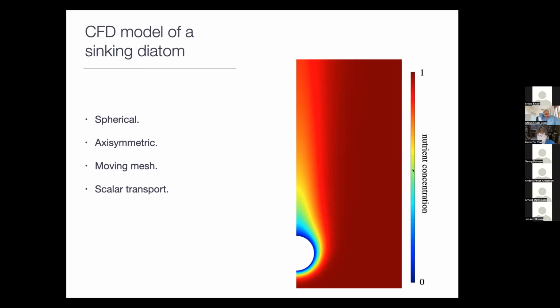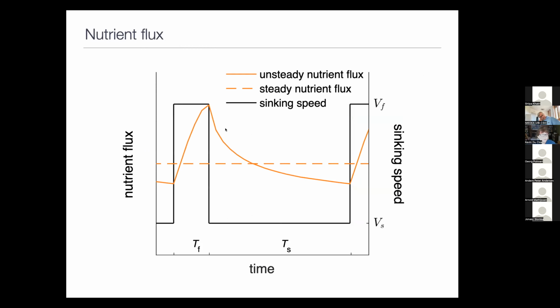So what we're looking at here is nutrient concentration surrounding a sinking cell with high nutrients far from the cell, and then this depleted region surrounding the cell, and you can see how the wake of the sinking cell is sort of stretching this region.